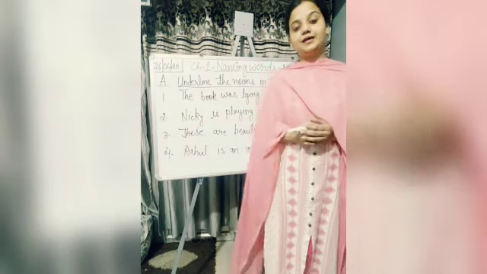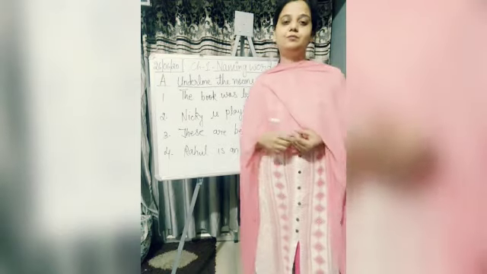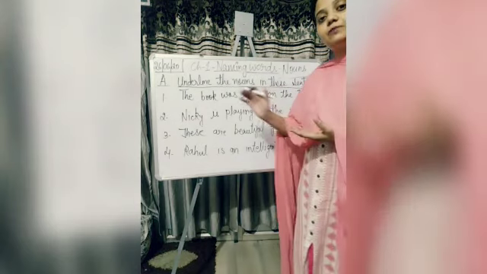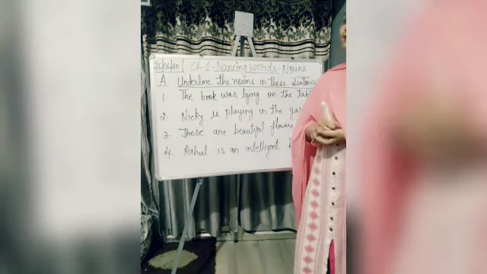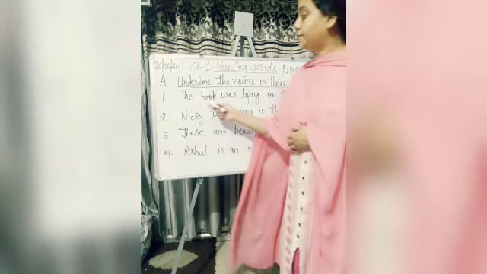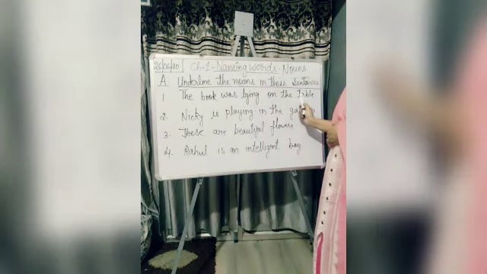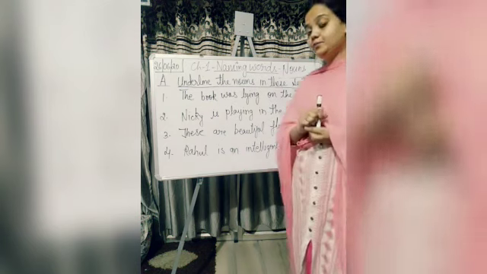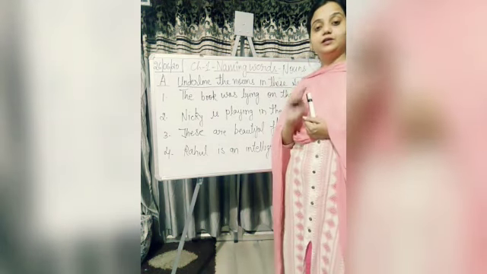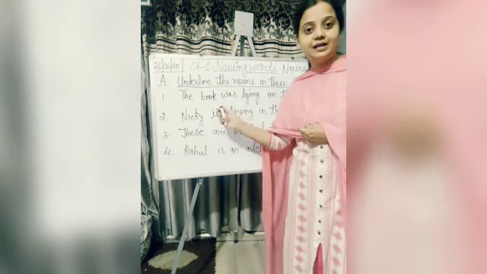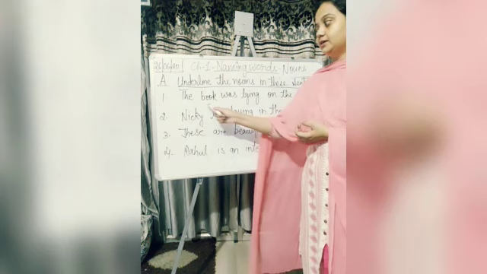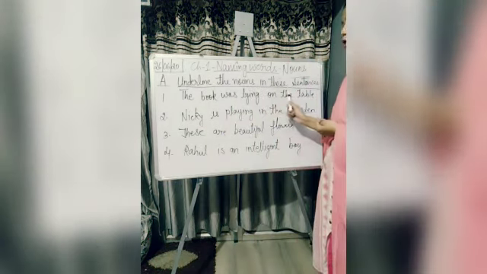Now let's understand the noun more clearly with the help of these examples. Here you have to underline the nouns in the given sentences, right? You have to identify the noun and then underline it. The first one, the book was lying on the table. So as I've told you, noun is a name of a person, place, animal, or thing. You have to identify, is there any person, place, animal, or thing given? The book was lying on the table.